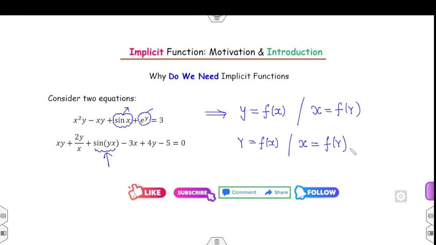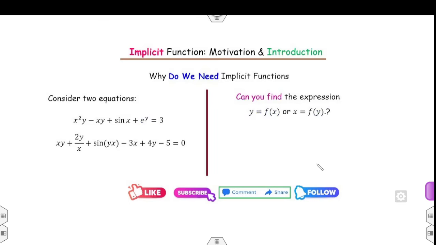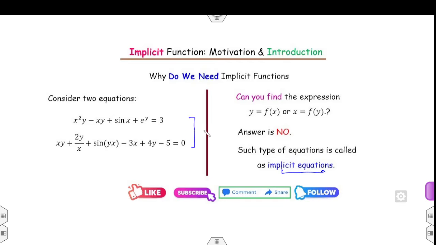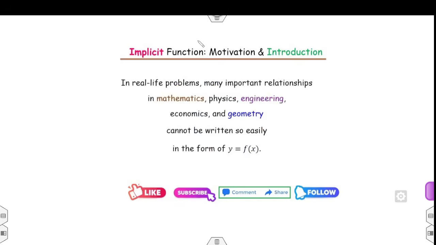Fine. So an equation which you cannot write explicitly, such equations are called implicit functions. Fine. Because you can never write these two equations as a function of the x or as a function of the y. Therefore, these two equations are called implicit functions. And that's why there is a need of the implicit function, because you cannot write every equation in explicit form.